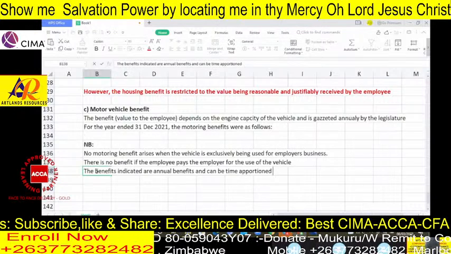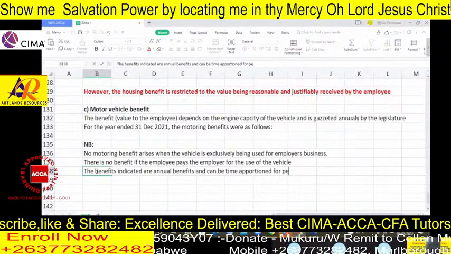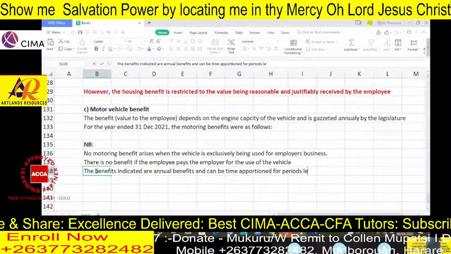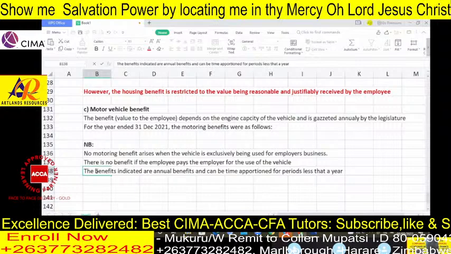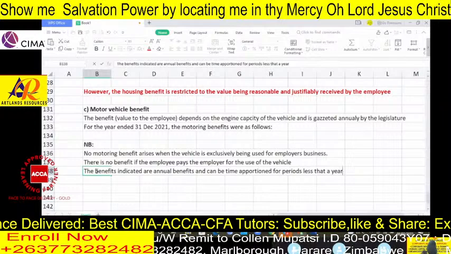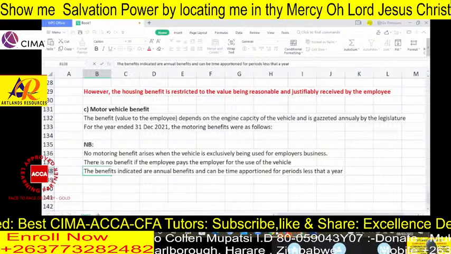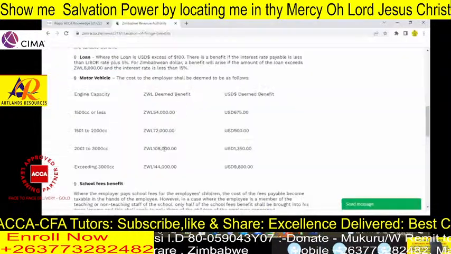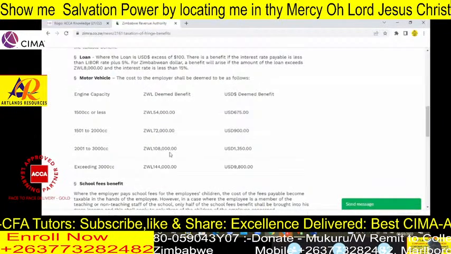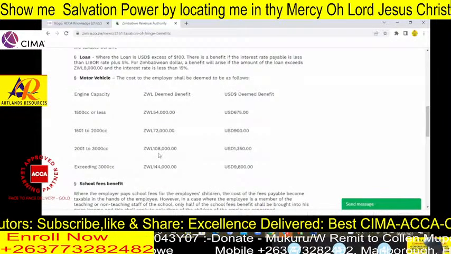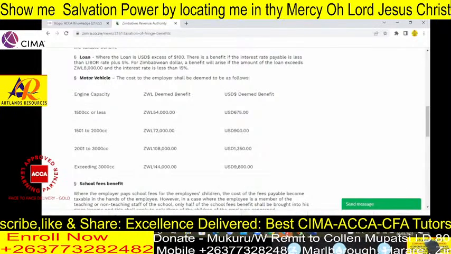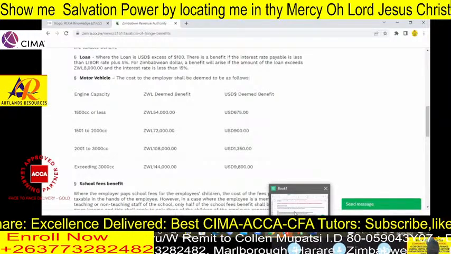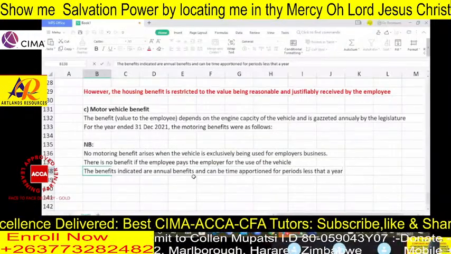They can be time apportioned for periods less than a year. So if you started using the vehicle on 1 October, suppose the vehicle was 2,500 cc, the benefit is not 108,000, rather it's 108,000 multiplied by 3 over 12, because you only used it for 3 months. You get that? If you use it for a month, divide by 12.